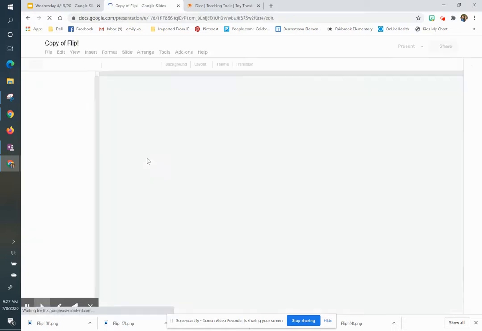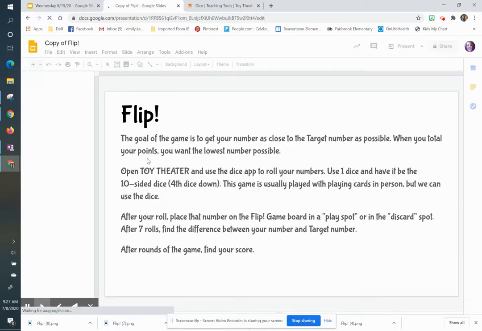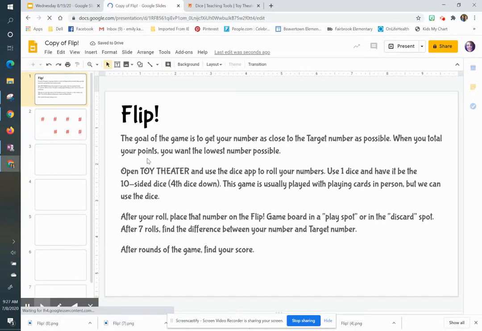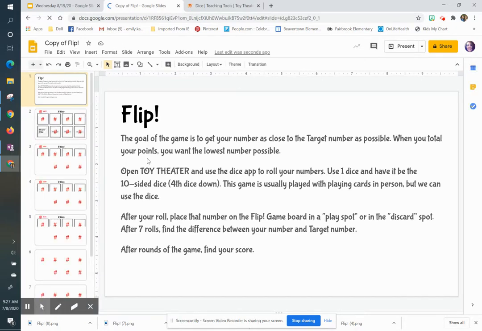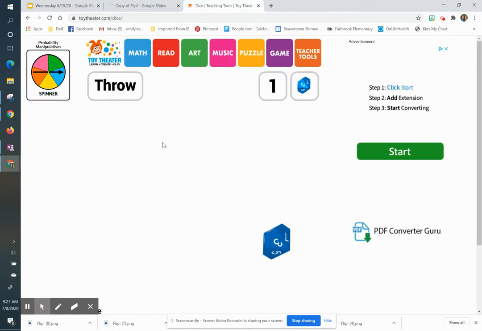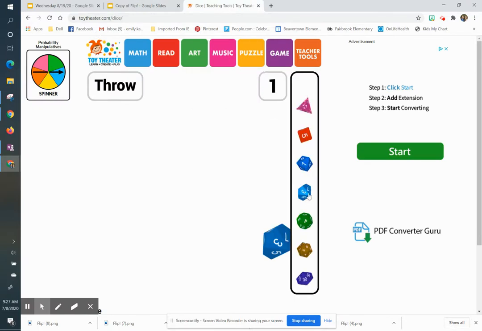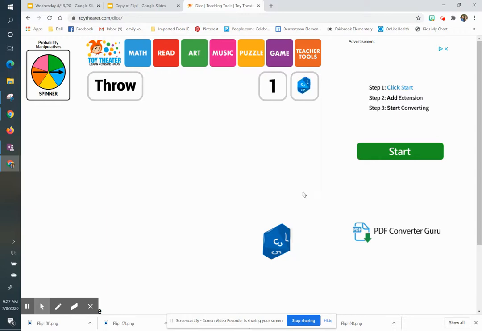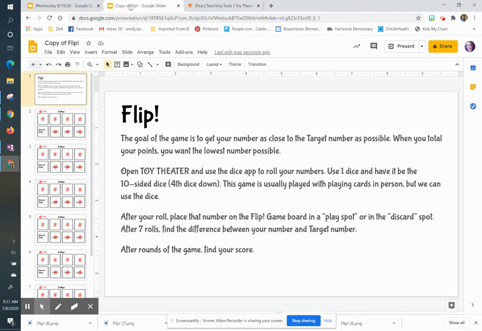So if we were playing this game live, face-to-face, in person, we would literally be flipping over number cards, 0 through 9. But since we're not face-to-face, since you're playing this game digitally, we're still going to call it flip. You are going to be rolling these dice at Toy Theater instead. You want one dice, and you want the 10-digit dice, which is the light blue one right here. So this is how we're going to play the game.